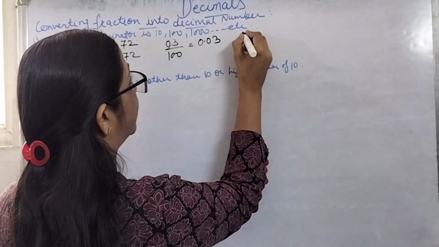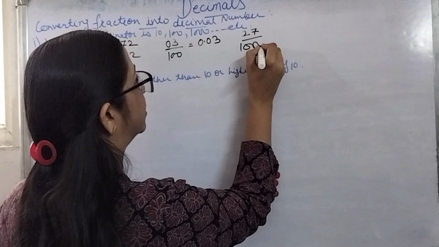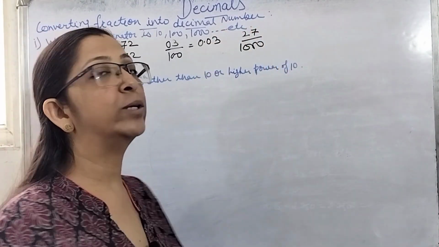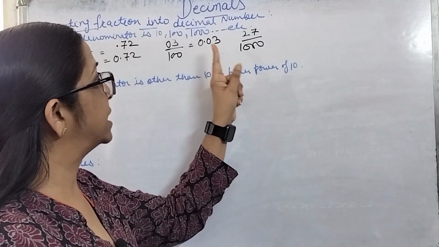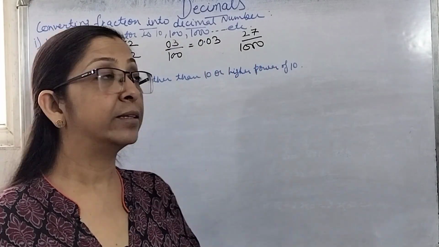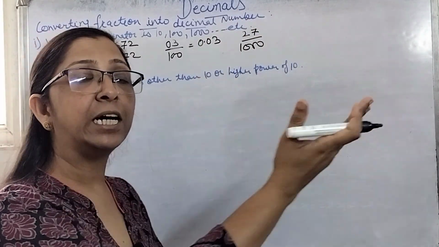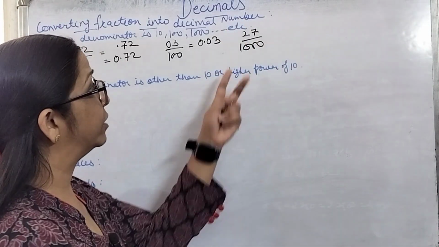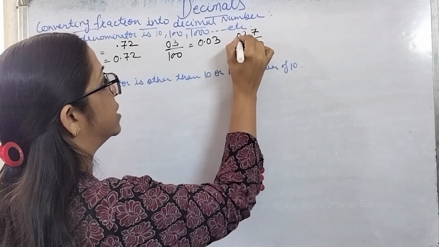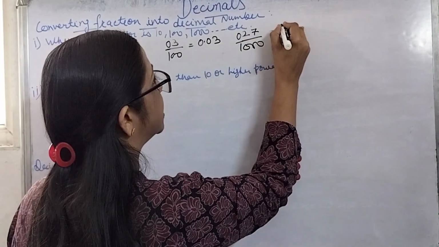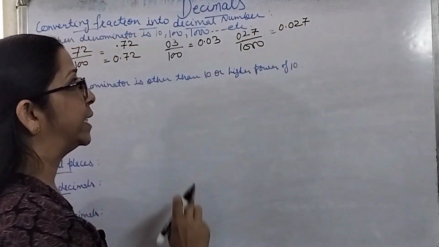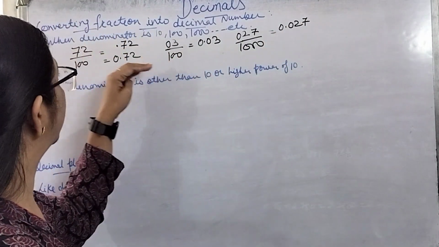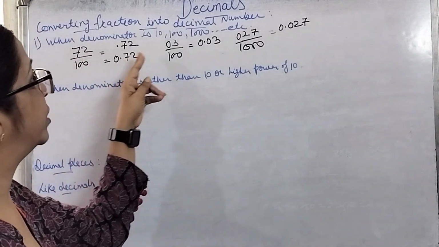If your number is 27 over 1000, we have to convert this decimal fraction into a decimal number. After 1 there are 3 zeros, so in the numerator, from the right-hand side, after 3 digits we will place the decimal. There are only 2 digits, and we need 3, so we write 27 as 027. Now the number will be 0.027. So 27 over 1000 can be written as 0.027. This is how we can convert a decimal fraction into a decimal number.